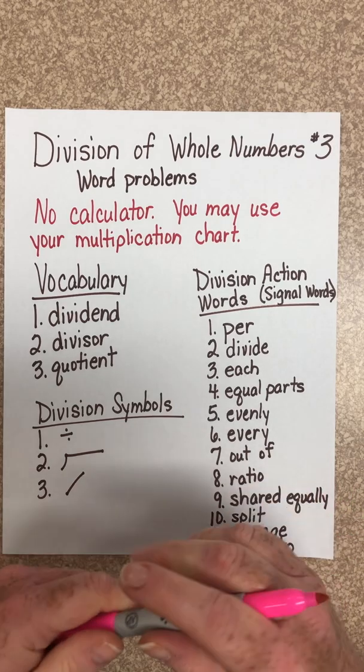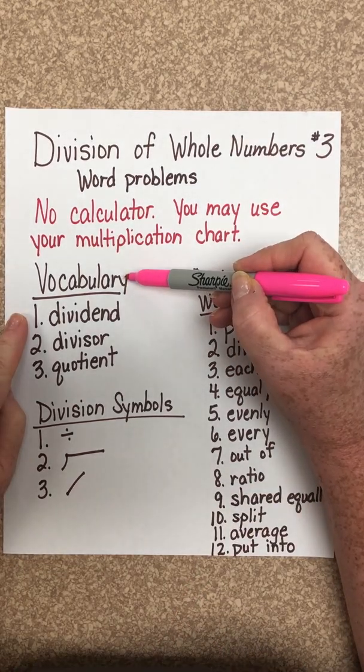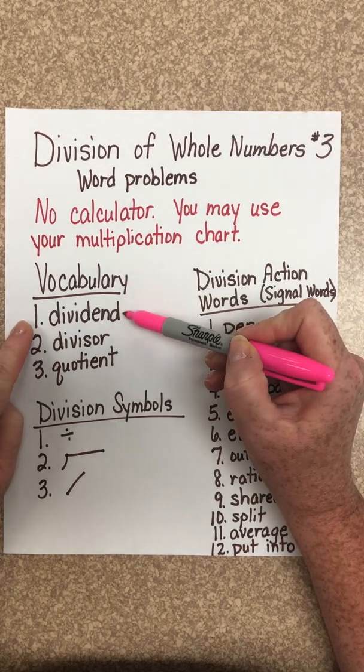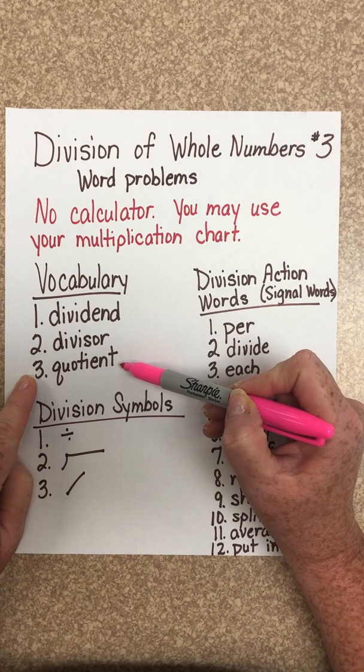Let's review first our vocabulary. We have 3 words that we need to know. We have dividend, divisor, and quotient.